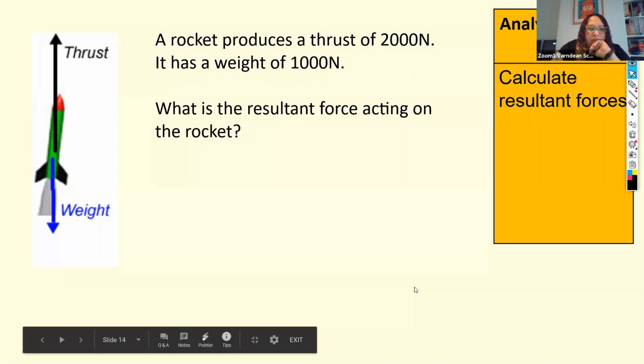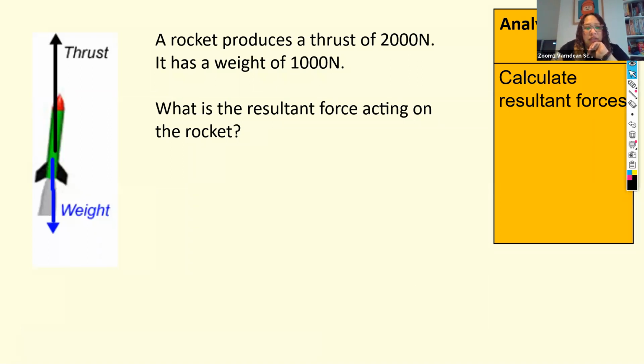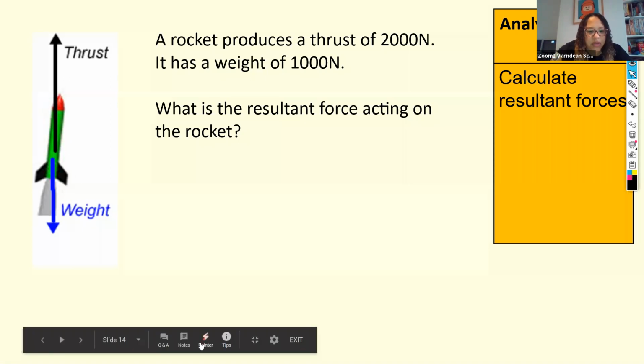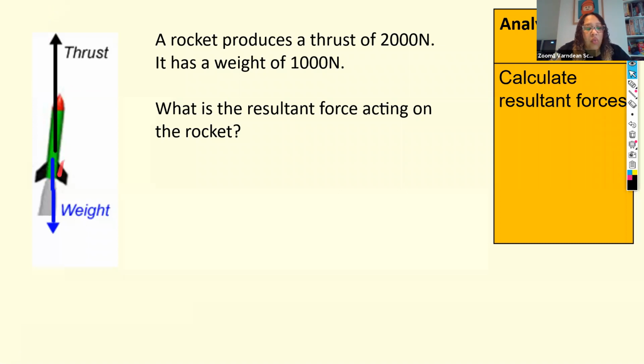So we've got a rocket here and it produces a thrust of 2,000 newtons and it has a weight of 1,000 newtons. What do we think the overall force on the rocket is? So that resultant force that we're talking about is the overall force that's in action. Now, if we have here, use my pointer for you, this thrust is 2,000 newtons and it's got a weight of 1,000 newtons. We can all happily say that it's going to be going in that direction. Now, the question is, what is the force of it going in that direction?